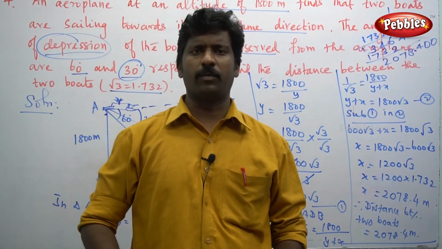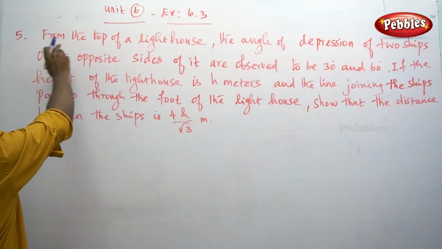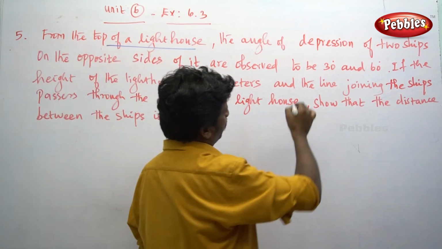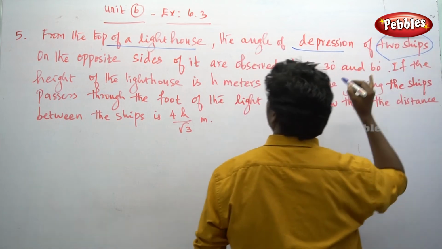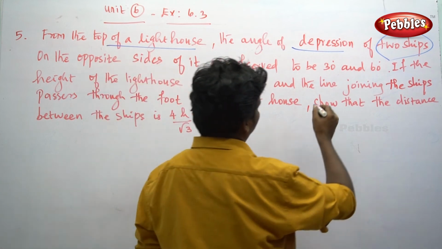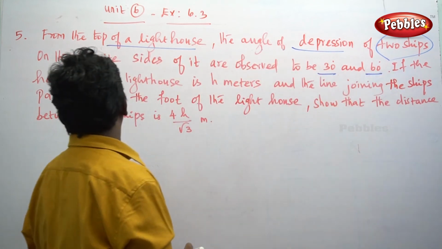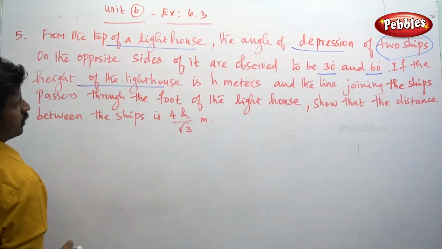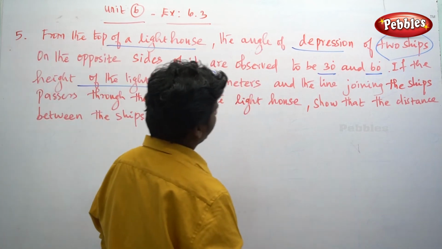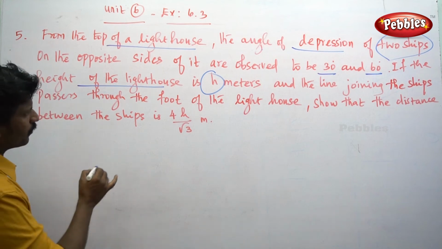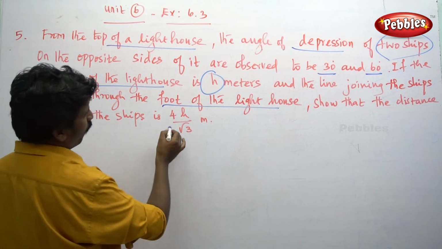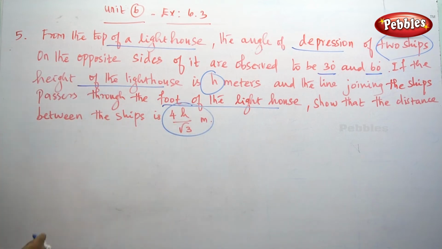Understood? Now let's see the next problem. See the next problem, question number 5 in exercise 6.3. From the top of a lighthouse, the angle of depression of two ships on the opposite sides of it are observed to be 30 degrees and 60 degrees. If the height of the lighthouse is h meters, and the line joining the ships passes through the foot of the lighthouse, show that the distance between the two ships is 4h by root 3 m. The answer is given. We just need to prove it.